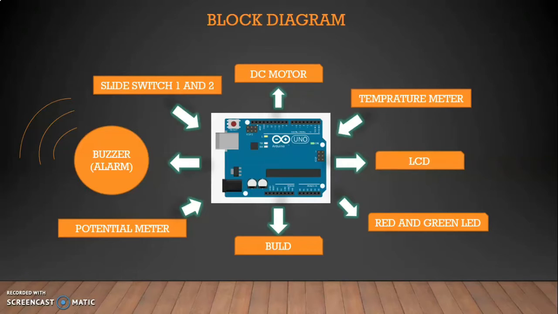While the output components, the arrow will always go outwards from the Arduino, such as DC motor, LCD, red and green LED, bulb and buzzer, because the output components will receive the data from the Arduino.